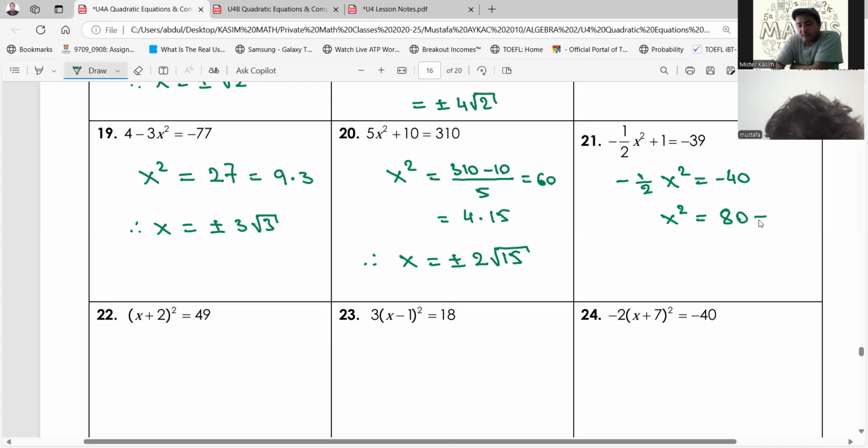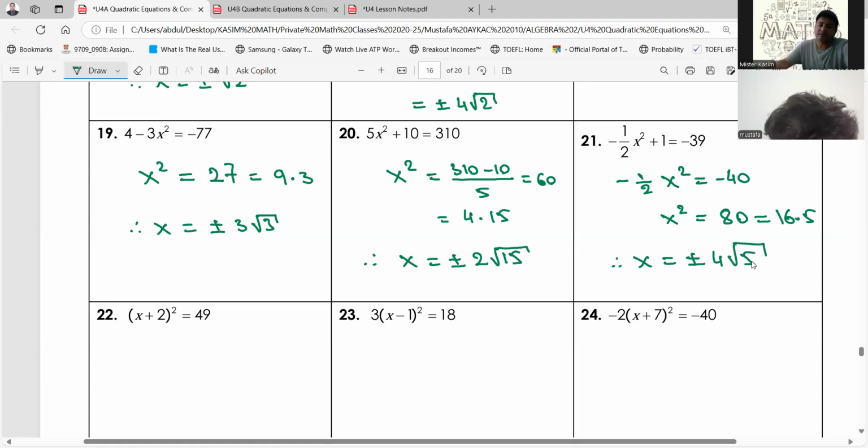So what is the greatest square number that divides 80? 4 and 20. No. 20 we can write as 4 times 5, and 80 is 16 times 5. 16 is a square number. So now if you take the square root of both sides, then we'll have plus minus 4 times square root of 5, right?